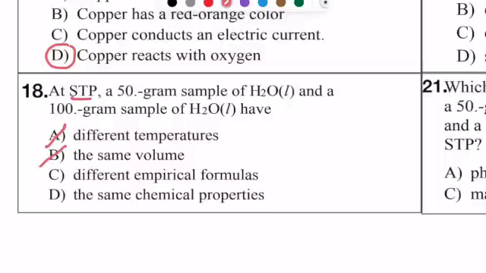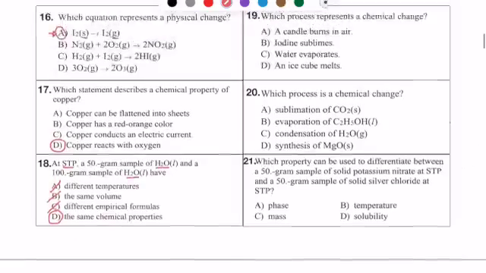They have different empirical formulas. So empirical formula is, remember, the least possible ratio of the formula. So the least possible ratio in this case is still going to be H2O. So that is also the same because it's still water. So that's not your answer. And then they have the same chemical properties. So remember, as long as it's water, the mass doesn't matter. You can take 50 grams or 100 grams. They are still going to have the same chemical properties.